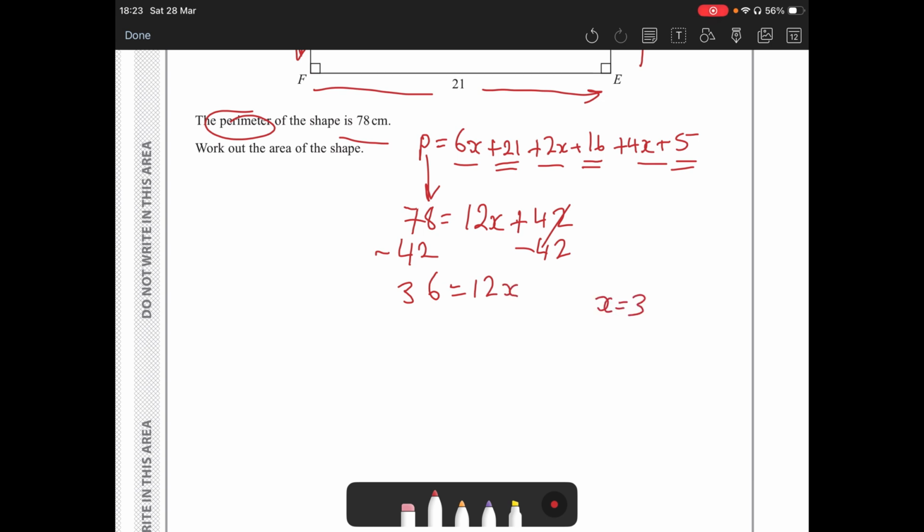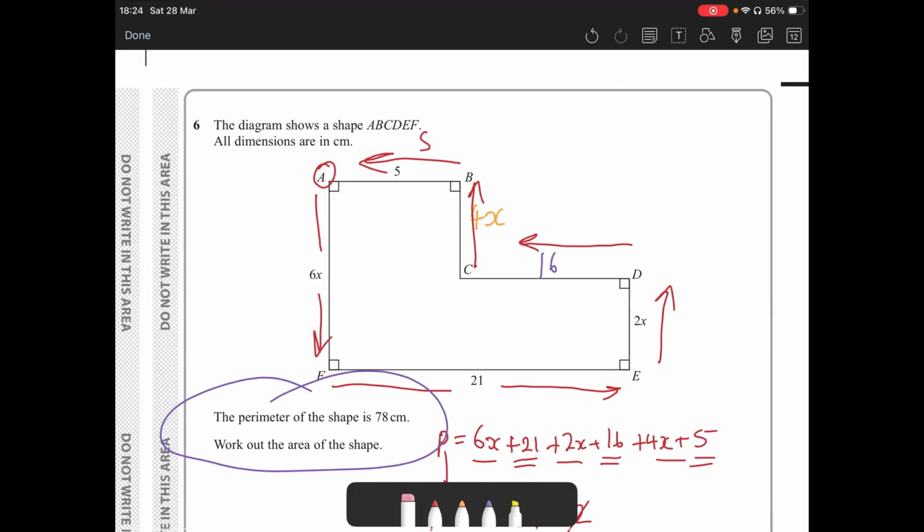Now, don't get overconfident here. Always, when you find x, reread the question. Did we answer it? Let's read it once more. Was it about finding x? The question says, the perimeter of the shape is 78, work out the area of the shape. Have we worked out the area of the shape? No, we've only worked out x.